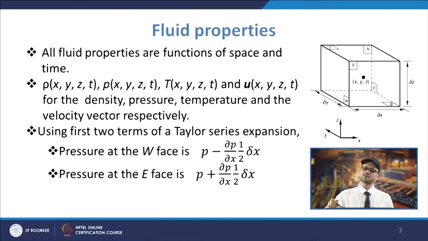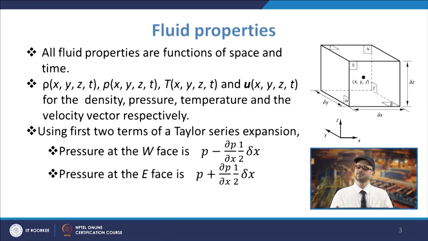Now, if you talk about the properties of the fluid, suppose you have a point x, y, z where you are defining. In that case all the fluid properties are functions of space and time. So, you have properties like density, pressure, temperature or velocity. They are all said to be a function of space as well as time. So, we define it as rho(x, y, z, t). So, it will be a function of the space coordinates as well as the time coordinate. Similarly, pressure is also a function of the space and time coordinates. Then you have the temperature, that is also a function of space and time, and similarly the velocity.